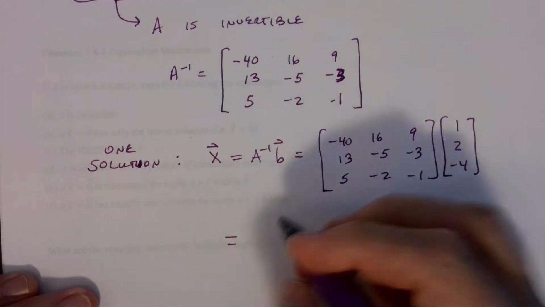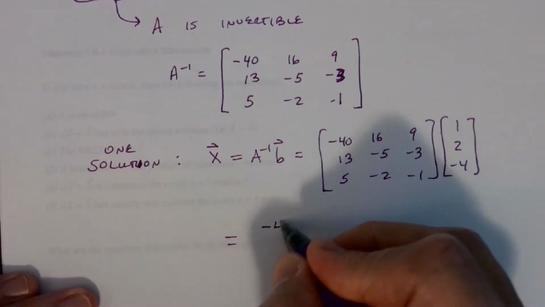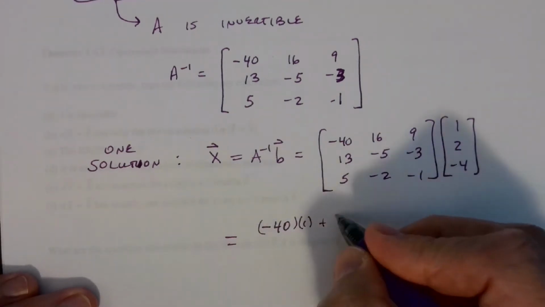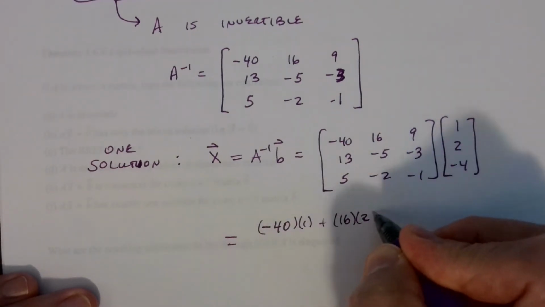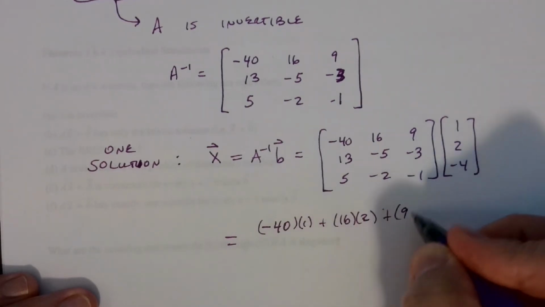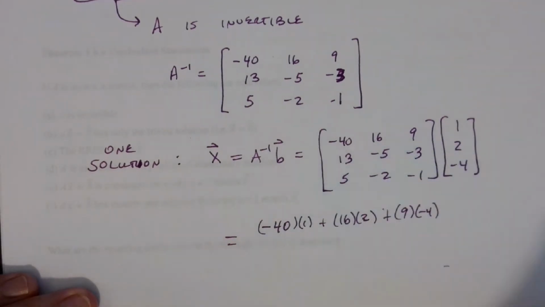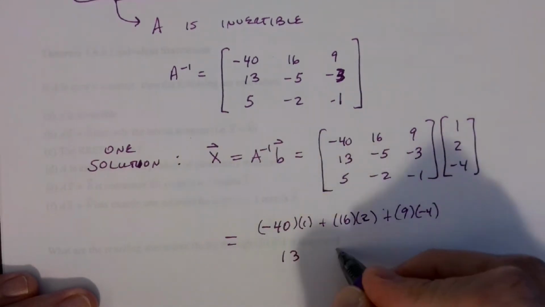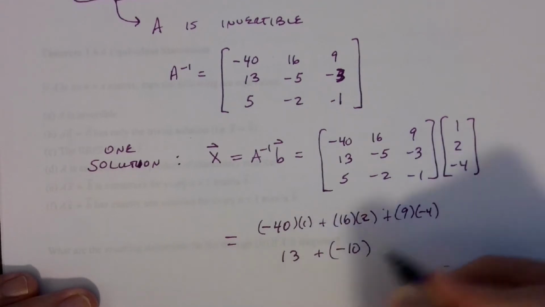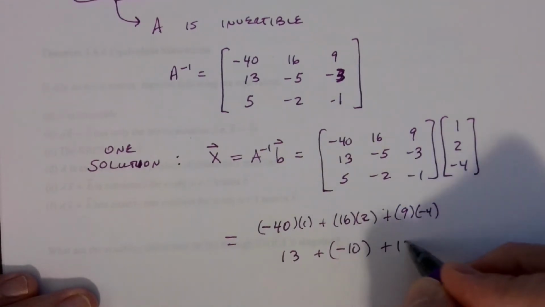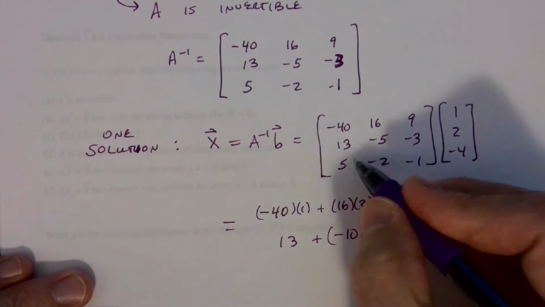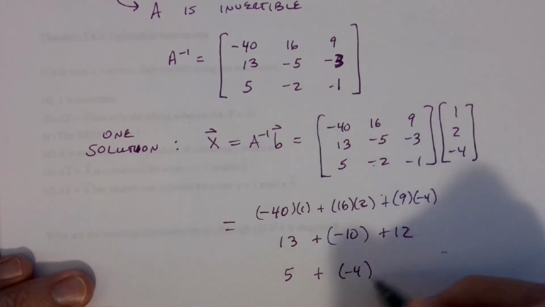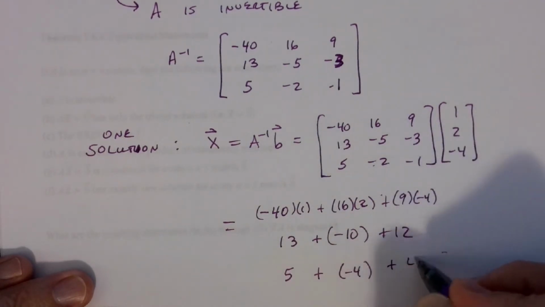It's row dot column, so I get -40 times 1 plus 16 times 2 plus 9 times -4. Right? And so on. 13 times 1 gives me 13. -5 times 2 is -10. And -3 times -4 is +12. And then the last row dotted with that: 5 times 1 is 5, -2 times 2 is -4, -1 times -4 is +4.